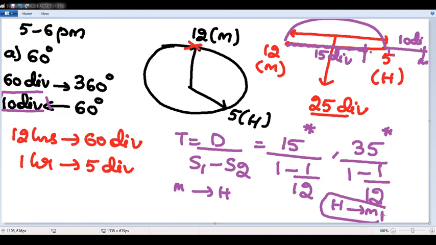Right? 60 divisions is 360. But I want 60 degrees. Convert the degrees into divisions. 60 degrees means he is asking for 10 divisions. 12 hours is 60 divisions, so 1 hour is 5 divisions. 5 to 6 o'clock means our hand is at 5. From 12 to 5, total 5 hours difference. 1 hour is 5 divisions, so 5 hours will be 25 divisions. But I want 10 divisions. So minutes will travel 15 divisions. Then minutes will travel already 25 and 10.